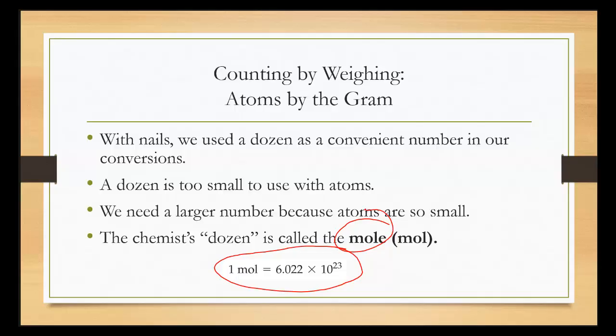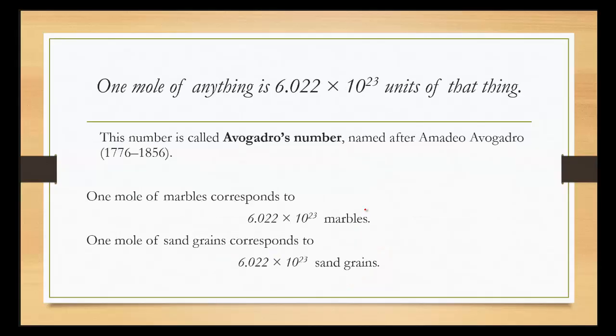It's just another system of counting. That's all it is. 1 mole of anything is 6.022 times 10 to the 23rd units of that thing. So it's a very general term. This number is called Avogadro's number, named after Amadeo Avogadro. 6.022 times 10 to the 23rd marbles is 6.022 times 10 to the 23rd sand grains. It doesn't matter. Those units will change, but the number does not.